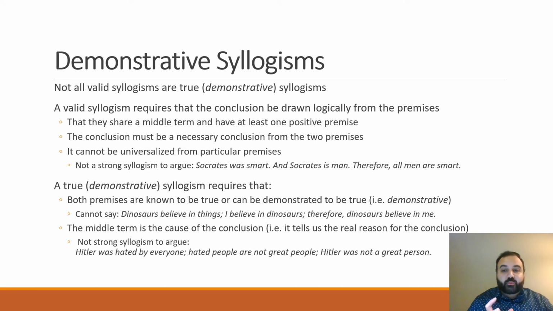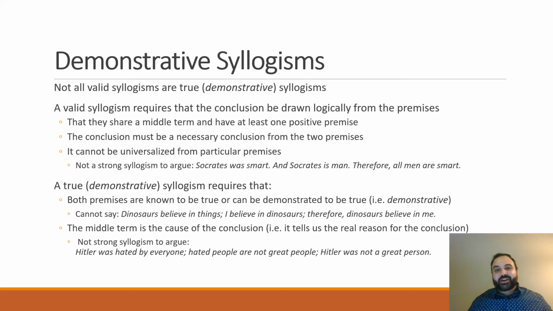And so when you break that principle, you try to use a small thing to represent a universal, bigger thing. It's not going to lead to a strong syllogism, that is what we call a demonstrative syllogism. A true demonstrative syllogism requires that both premises are known to be true and can be demonstrated to be true. So in other words, you can't say dinosaurs believe in things because they have a mind. I believe in dinosaurs, therefore dinosaurs believe in me.